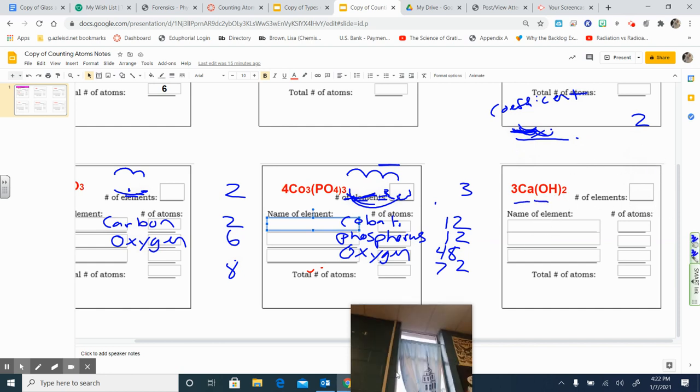All right, so we have calcium, we have oxygen, we have hydrogen. That's 3 elements. So for the 3 in front, remember it goes to everything it's in front of, so it goes to Ca, it goes to O, it goes to H. So when I have the calcium, it's going to be 3 times the subscript, which is 1. So 3 times 1 is 3.